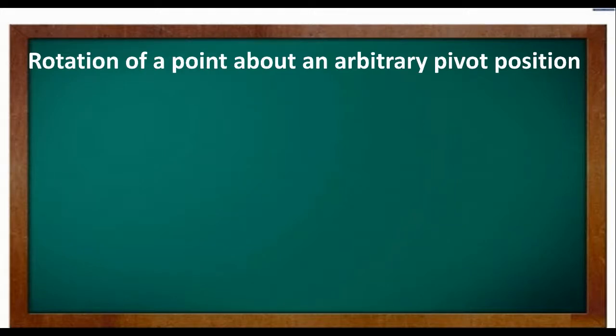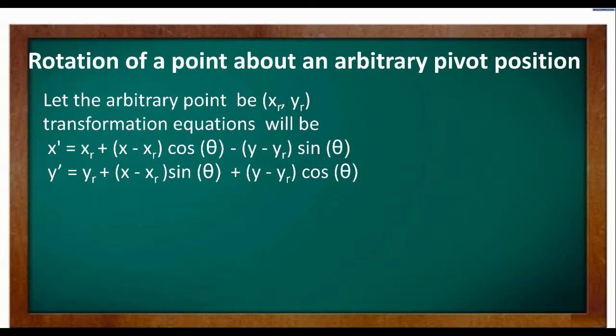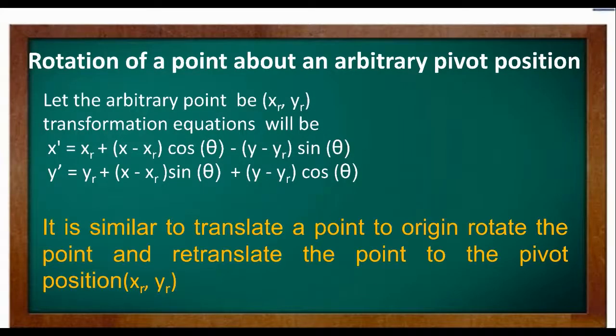Let us see how to rotate a point about an arbitrary pivot position. If the arbitrary given point is xr, yr, then the transformation equation can be x dash is equal to xr plus x minus xr cos theta minus y minus yr sin theta. Similarly, y dash is equal to yr plus x minus xr sin theta plus y minus yr cos theta. So it is also similar to translating a point to the origin, rotate the point with respect to origin and retranslate it to the pivot position.